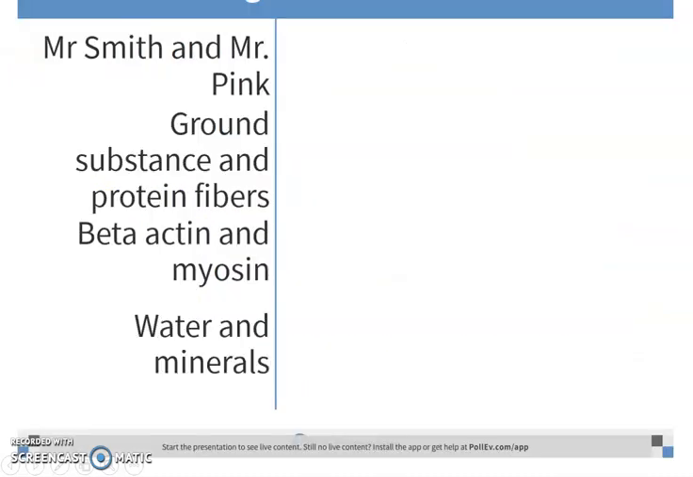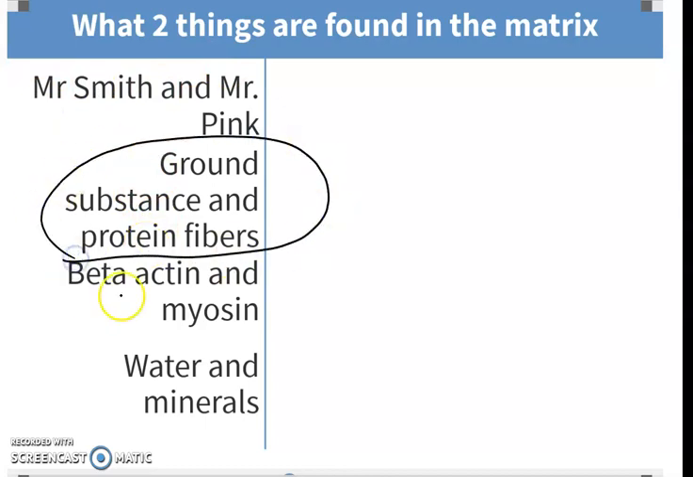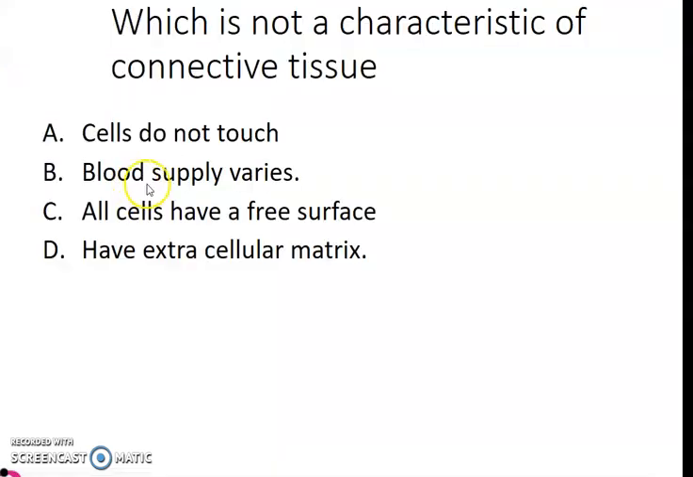So, what are things found in the matrix? Mr. Smith and Mr. Pink, that's Reservoir Dogs. No, that's not it. Ground substance and protein fibers. I think it might be that one. Beta-actin and myosin. We haven't heard about that one yet. Water and minerals. Nope, there's a better category. This was the ground substance. So it must be that one. Which is not a characteristic? Cells do not touch. Check. Blood supply varies. Check. All cells have a free surface. Nope. It is C. That describes an epithelial tissue.